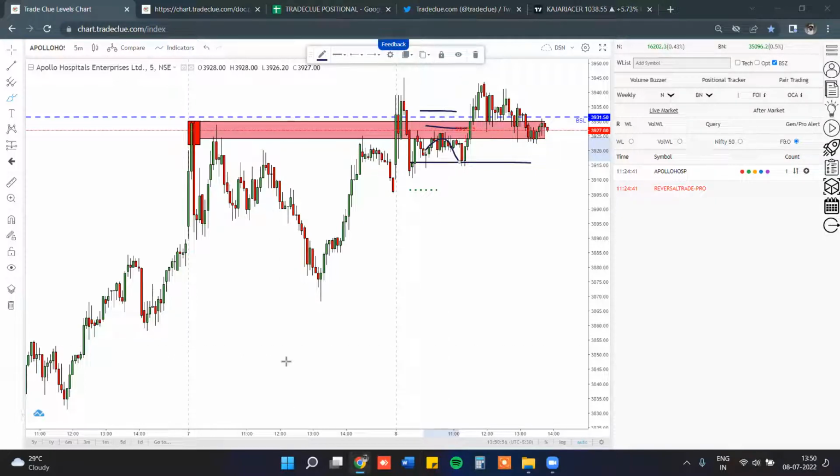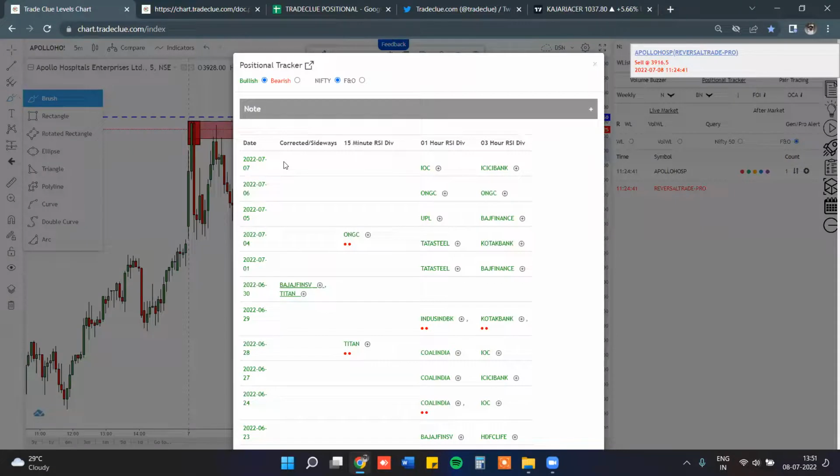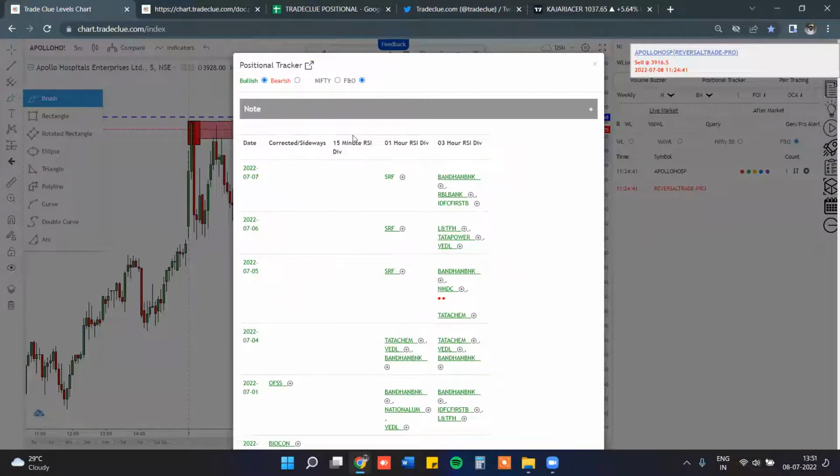Where will the positional alert show in TradeClue? The positional alert pop-up will also come somewhere around here, the same as this pop-up comes, and plus it will be added into the positional tracker with the prior positional alert. So we'll try to create a screen over here. It will come with the update itself.